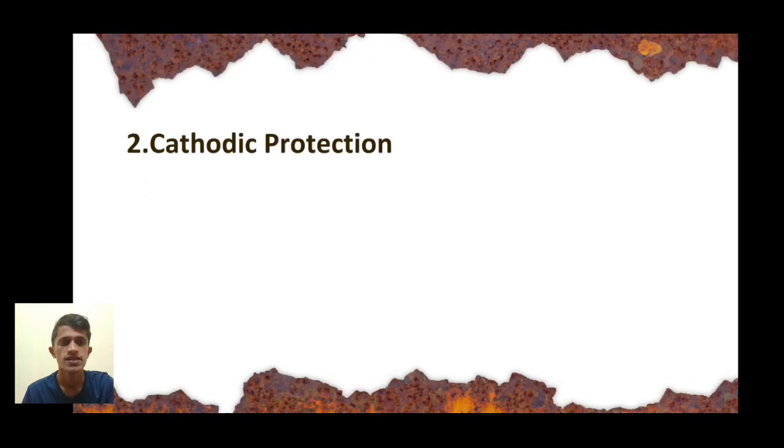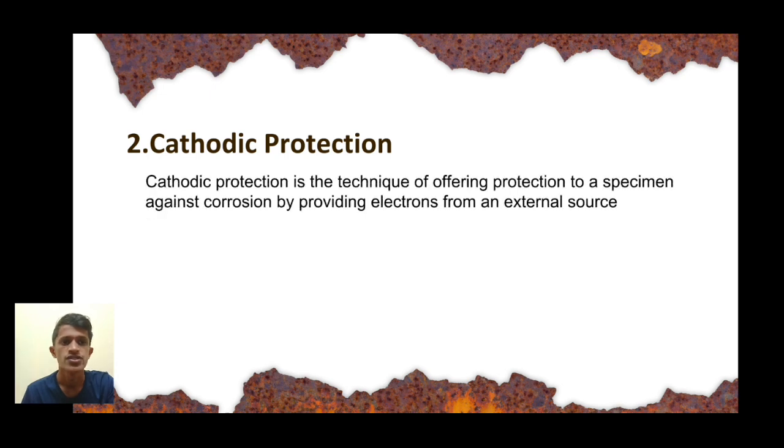Now let us see what is cathodic protection. Cathodic protection is the technique of offering protection to the specimen against corrosion by providing electrons from an external source.